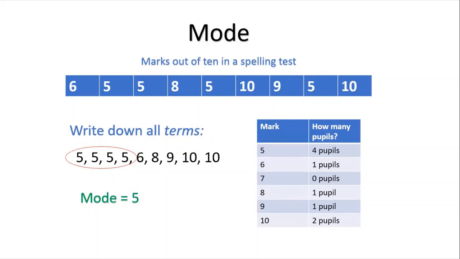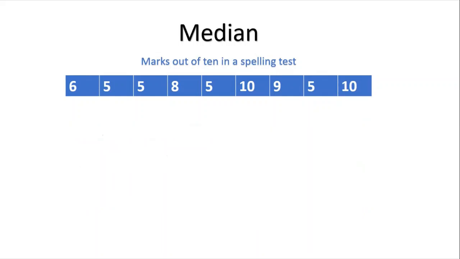So that means that using mode to define my average, we have a mode of 5. So we can say that the average pupil got 5 because that was the most common result that pupils got. We might instead, if we don't like that, choose to look at the median. So the median is the one in the middle.